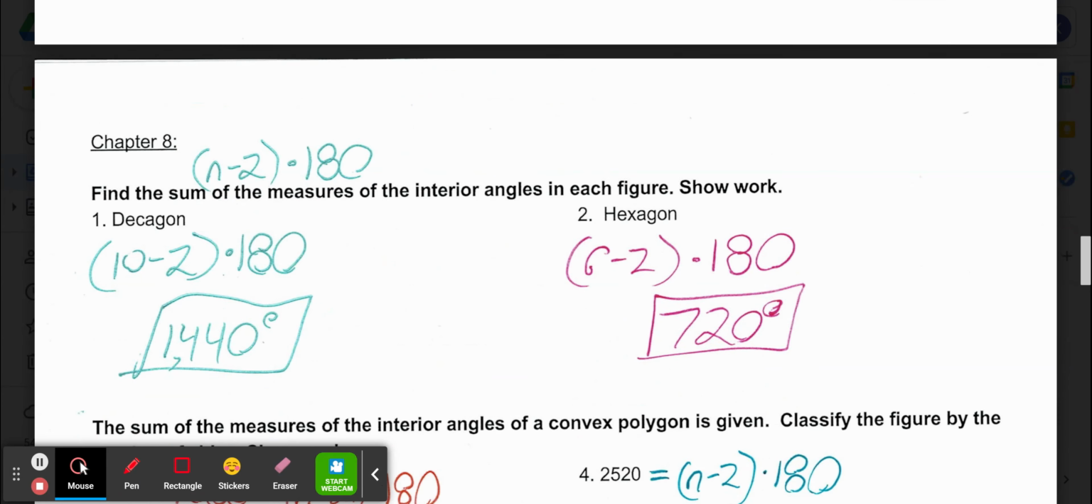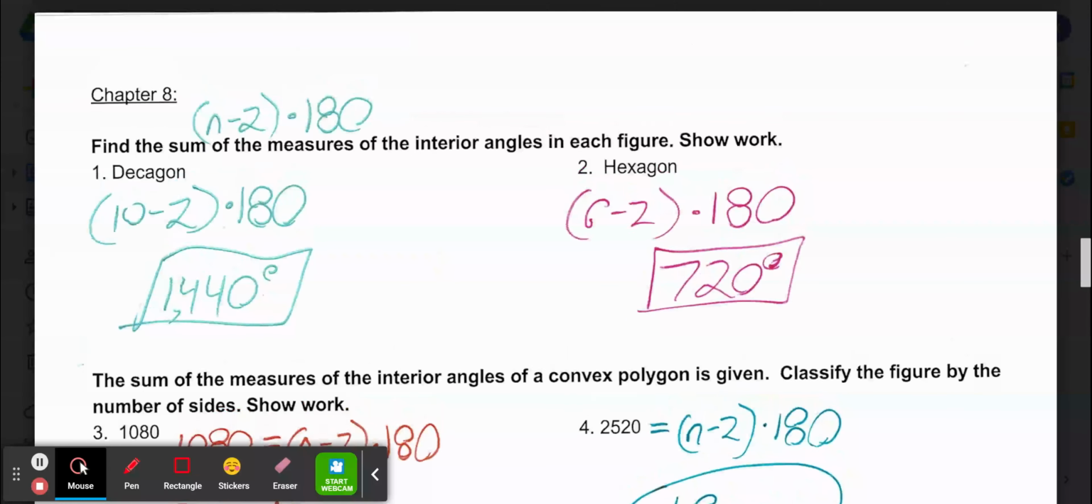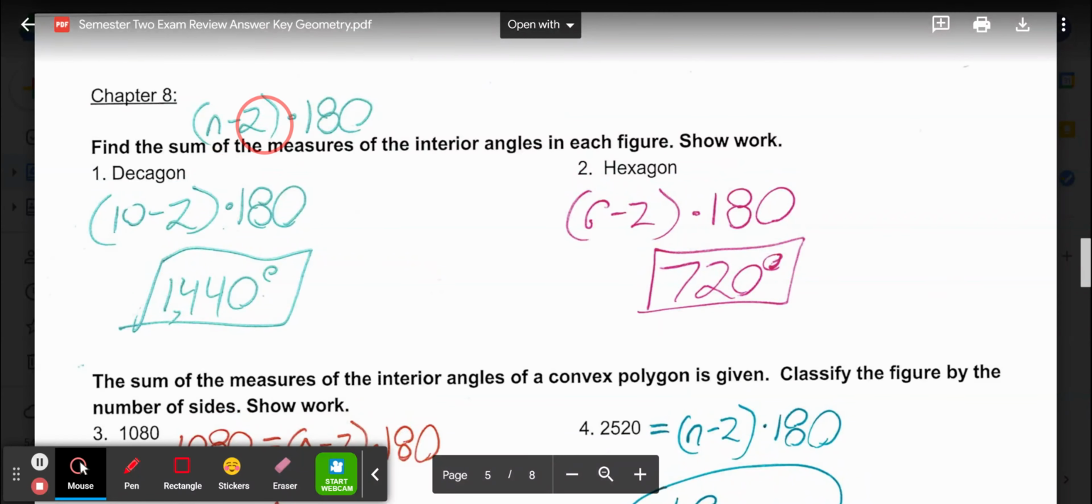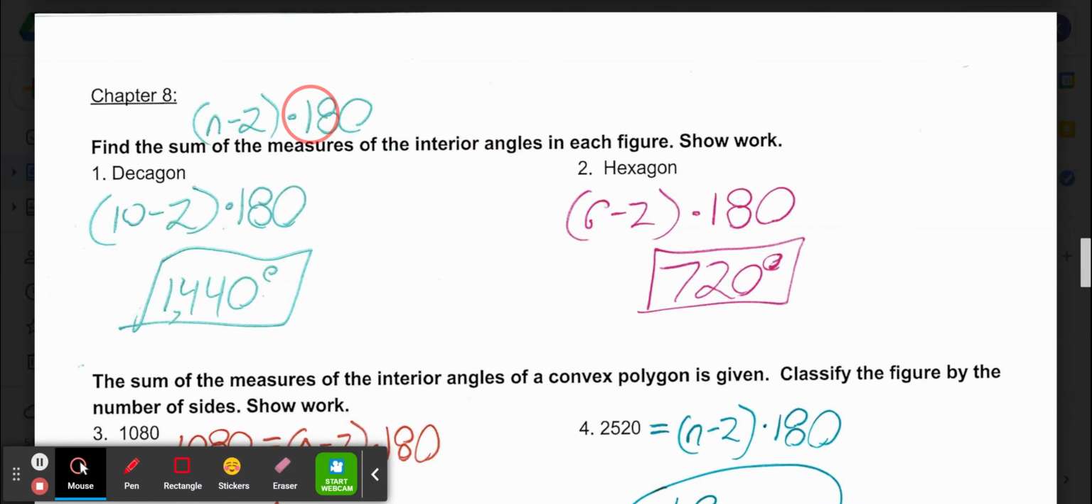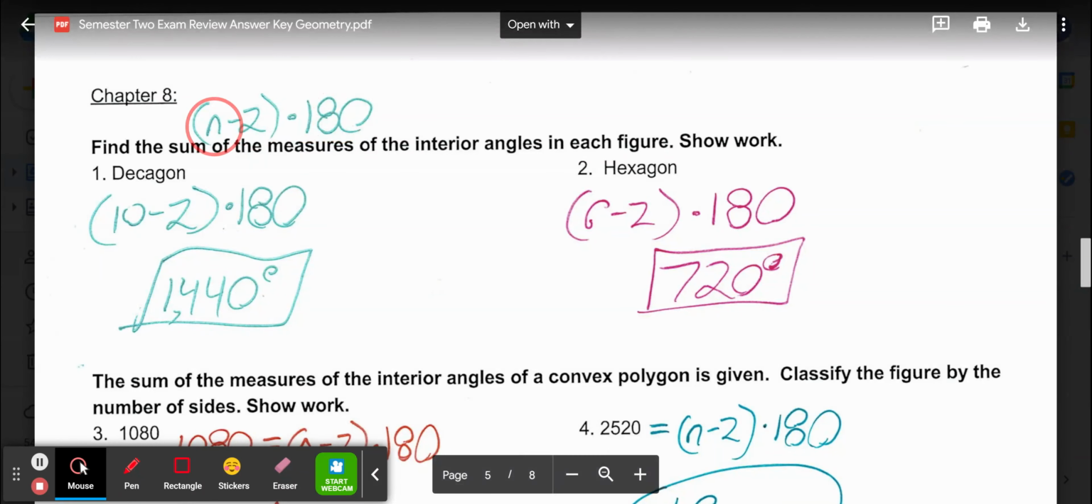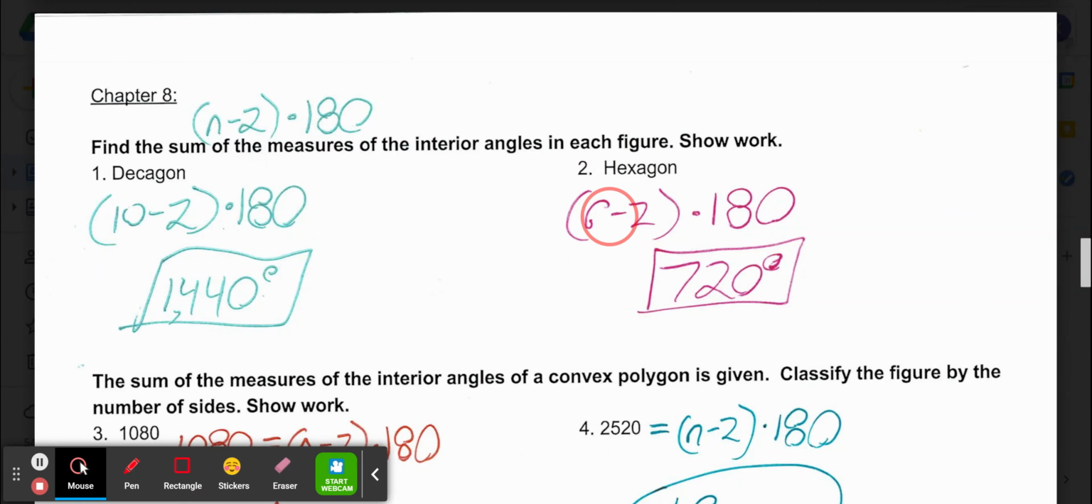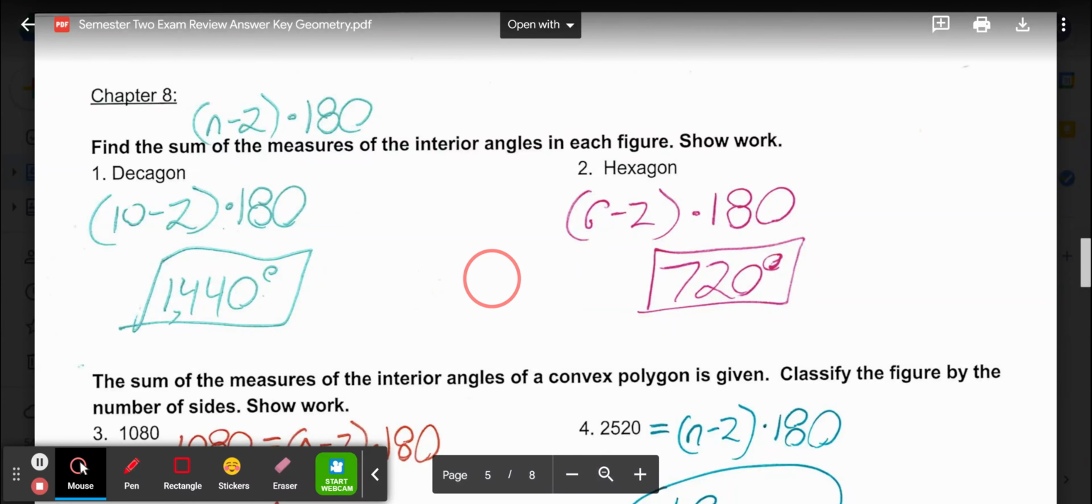Chapter 8. The key to these first few problems is this formula, n minus 2 in parentheses times 180, n being our number of sides. So to find our total angle measure, we'd take number of sides minus 2 times 180. So decagon, 10 minus 2 times 180. And then a hexagon, 6 minus 2 in parentheses times 180, giving us our angle totals.